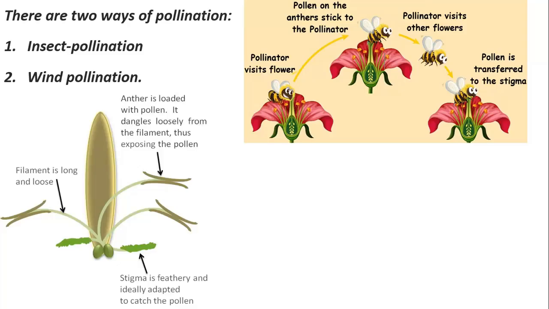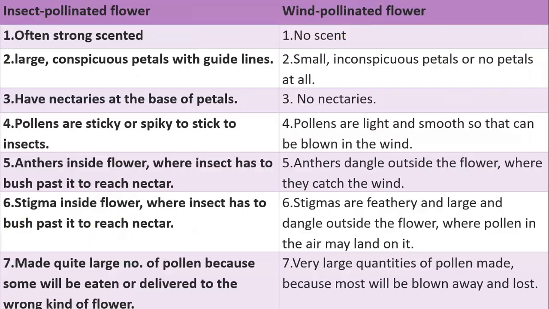Also, even the pollen grains are different. So let's take a look at the differences between them: insect-pollinated flowers and wind-pollinated flowers. In insect-pollinated flowers, you need a strong scent to attract pollinators, while in wind-pollinated flowers, they don't need the scent. They are pollinated by the normal wind blowing.